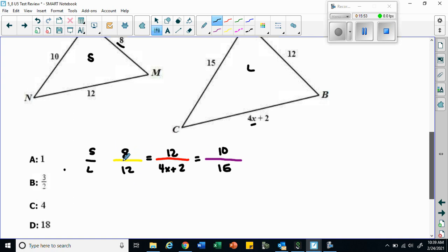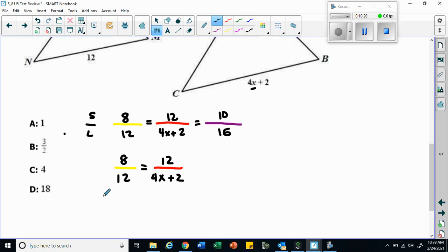I'm going to take the yellow and the red first, and I'm going to cross multiply. So let me rewrite this down here so that you guys can see. You're going to get the same answer. You can only do this with a whole number. So when there's a variable, you can only cross multiply with a proportion that has whole numbers, right? So this is 8 over 12, and this is 12 over 4x plus 2. So let's cross multiply these and see what we got going on here.